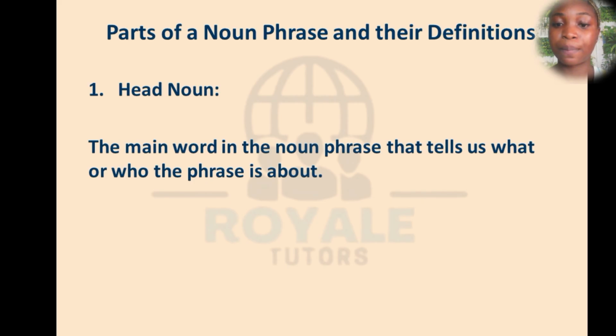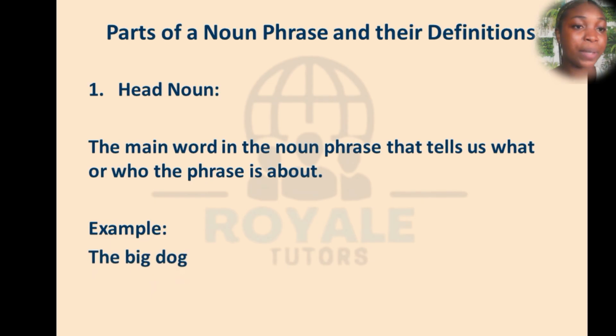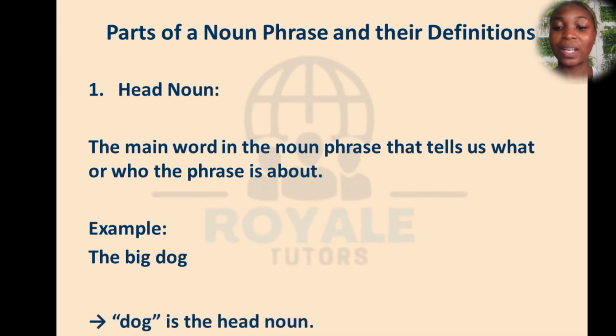Now let's look at an example. The big dog. Now this is a noun phrase, but you still have to pick out the head noun here. So what is the head noun for this? We have, drum rolls please, dog. So dog is the head noun. It's the main word in the noun phrase that tells us what or who the phrase is about. Good. Now let's go on to the next part of a noun phrase.